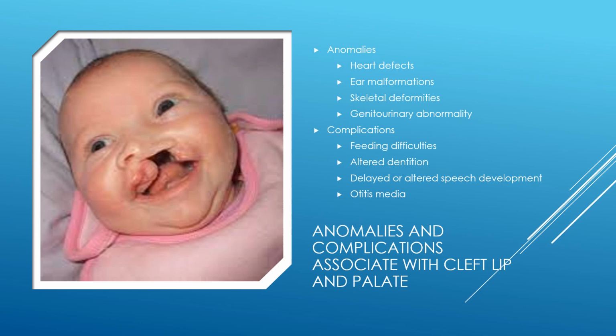Complications of cleft lip and palate include feeding difficulties. Infants born with cleft lip may have difficulty forming an adequate seal around a nipple in order to create that necessary suction for feeding, and they may also experience excessive air intake. Other complications include altered dentition, delayed or altered speech development. Speech development should be clear around age 4, or additional surgeries may need to be performed, and otitis media. The opening in that palate contributes to buildup of fluid in that middle ear.